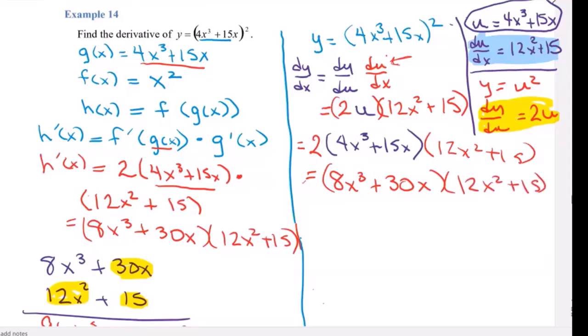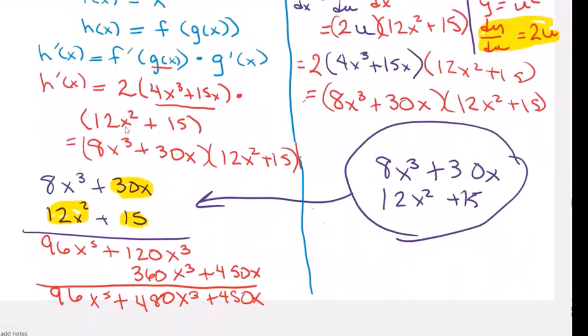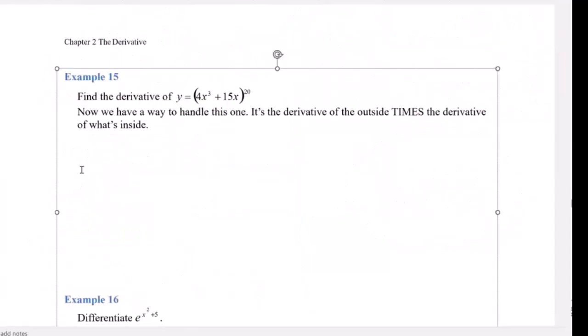And notice this is 8x to the third plus 30x times 12x squared plus 15. And notice this matches this, so they must have the same answer. So I just showed you that it works both ways. You will get the exact same answer both ways that you do it. All right, so let's try doing the chain rule one more time.